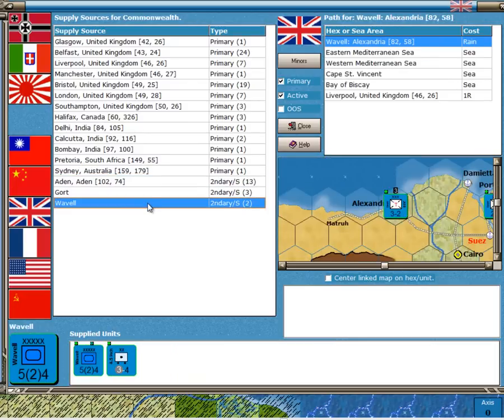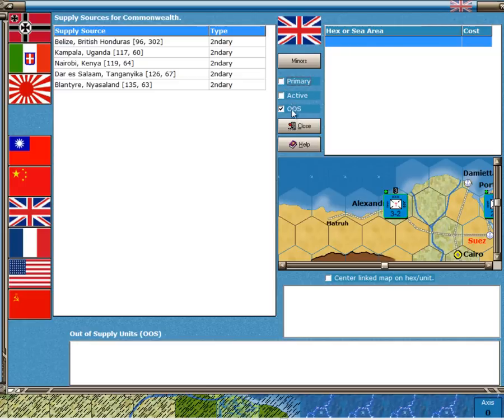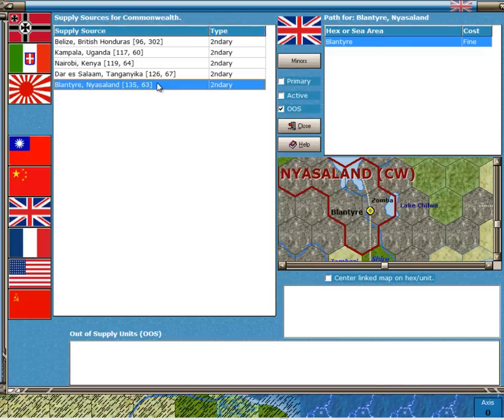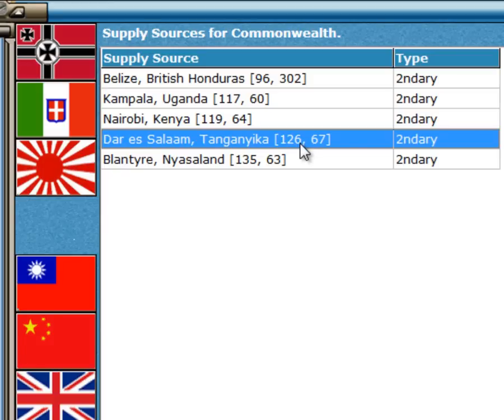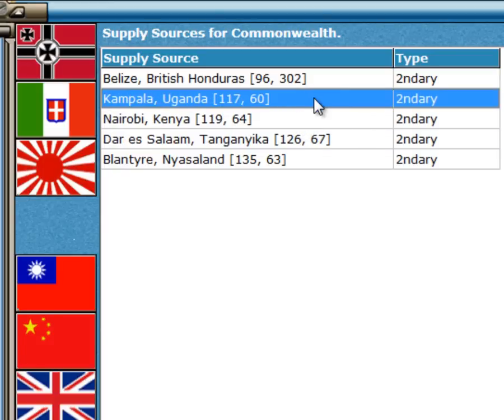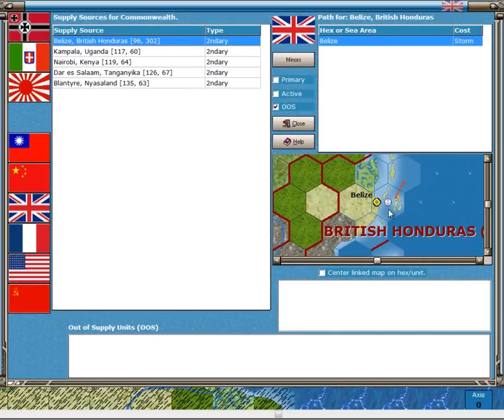And then we're back to the secondary supply sources. This form lets you see each of the major powers, where they're getting supply from. You can also find which units are out of supply. So if we go to OSS, out of supply units, there aren't any units down here at the bottom, but some of the supply sources, capitals of minor countries, are unable to trace to a primary. Nyasaland capital is unable to find a primary, so is the Tanganyika, Kenya, and Uganda. Even the British Honduras is unable to trace a supply to a primary supply source.